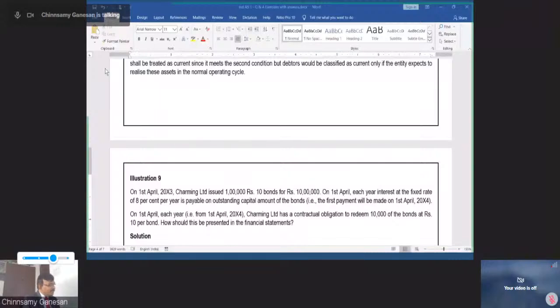Yes, Sapna. What if they have an investment having a maturity period of 28 months? Naturally, no. If 28 months is the maturity period, first condition, it is not the operating cycle. Second condition, is it held for sale? No. Third condition, is it expected to be realized within 12 months? No, because it is expected to be realized only at the maturity period, which is 28 months. Last condition, cash and cash equivalent? No. Accordingly, this investment will be treated as a non-current investment.